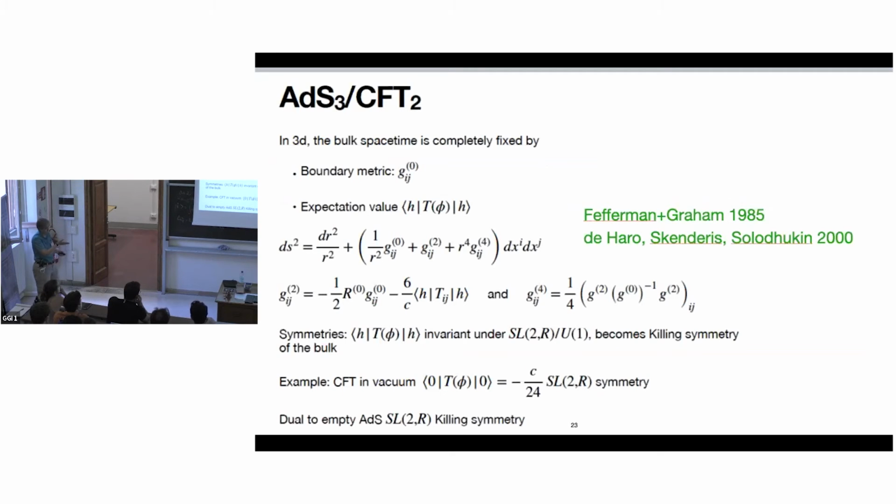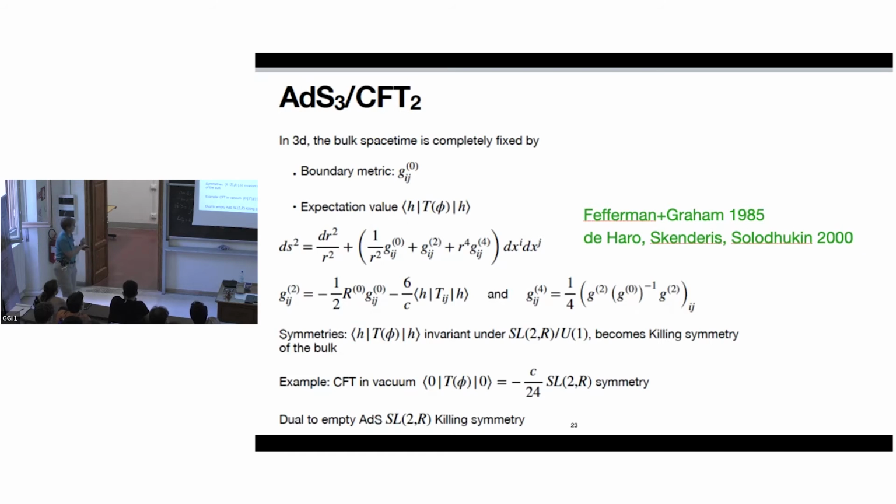Now, because we want to look at the holographic dual as well, let me just mention a few facts about holographic renormalization for AdS3. Denoting the boundary metric by g_ij^(0), the bulk spacetime is completely fixed in the following way. If we have an expectation value of the energy momentum tensor of this form, then the Fefferman-Graham expansion in AdS3 terminates after this term, and we can calculate the second and fourth order terms in this way.